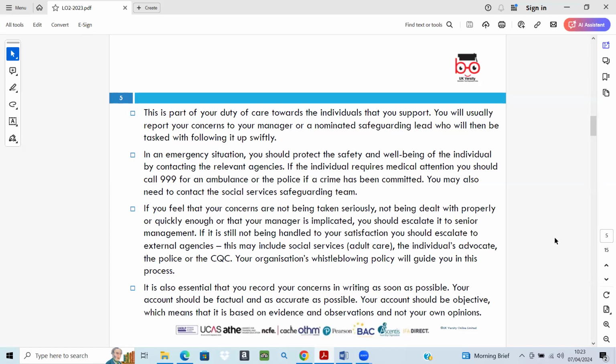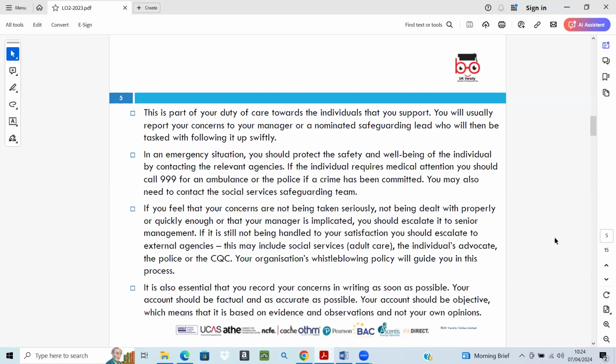Yes, that's correct. So now, in that manner, what happens? Reporting a concern: when a care worker suspects abuse, their first step is usually to report the concern to the manager or the nominated safeguarding lead. It is the responsibility of these individuals to follow up on concerns swiftly. Then, for example, in case of emergency, the immediate safety and well-being of the individual are the top priorities.